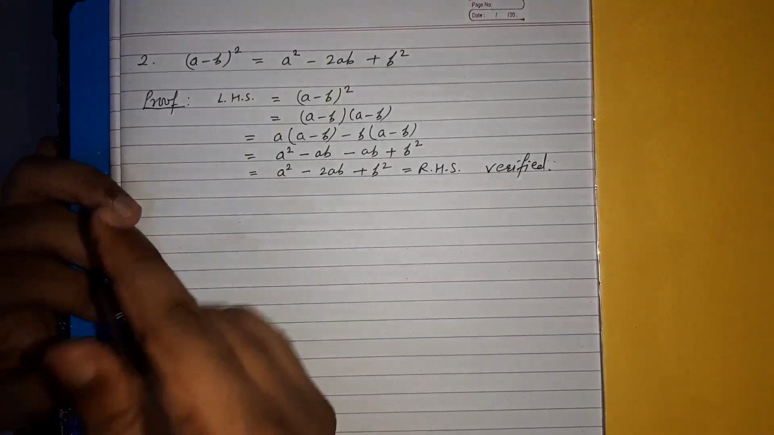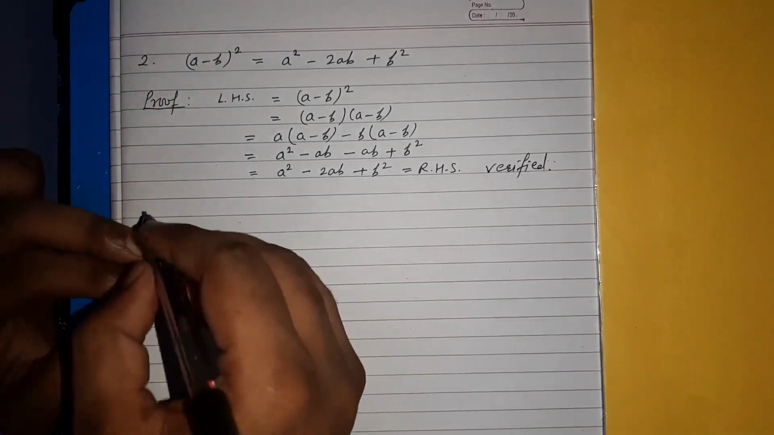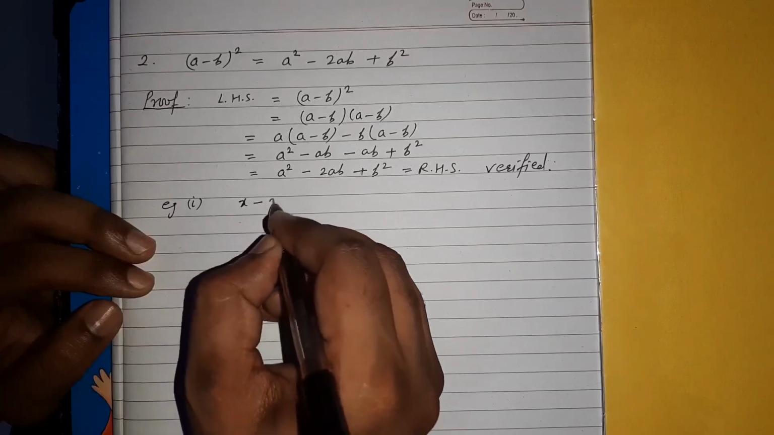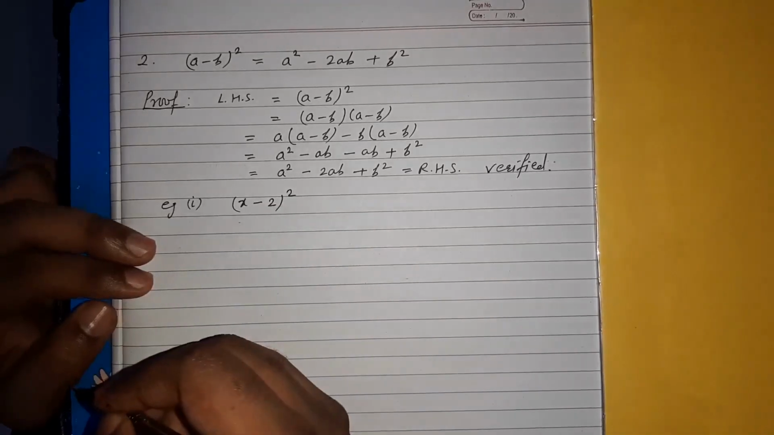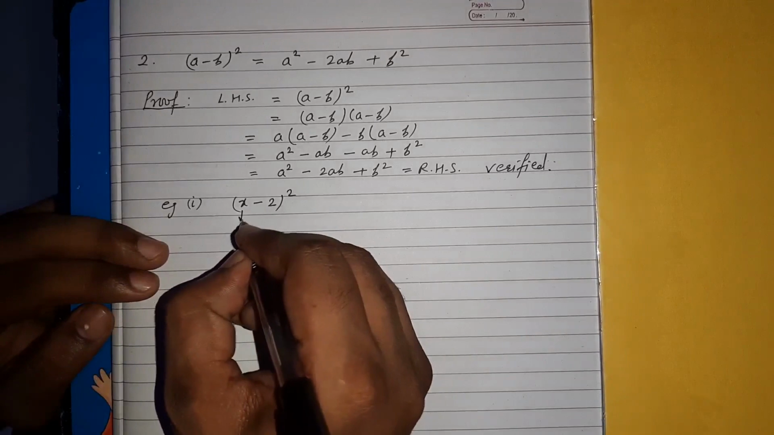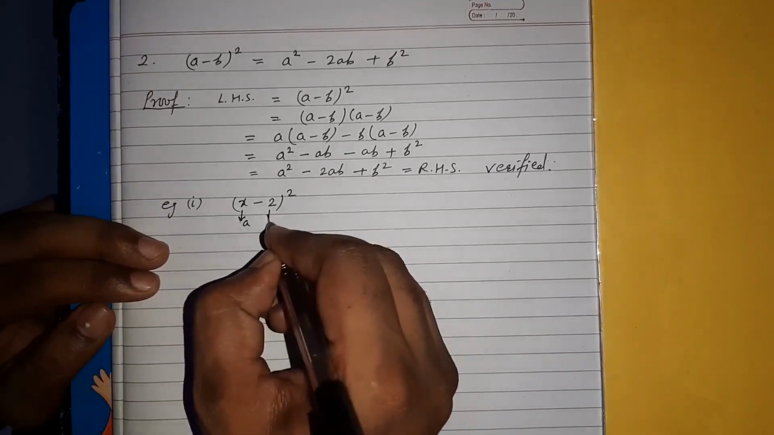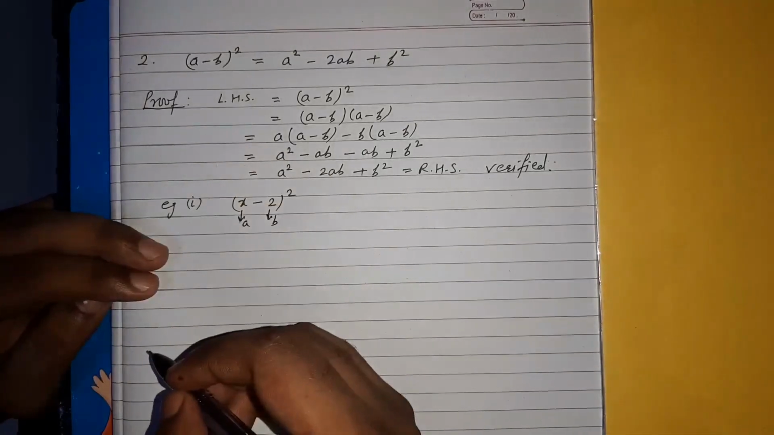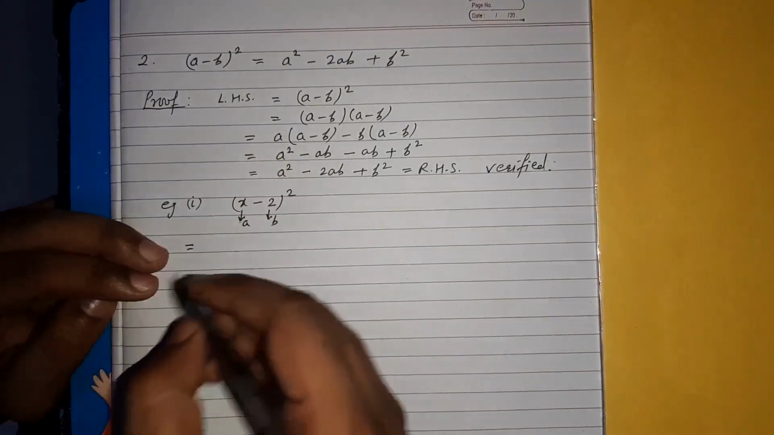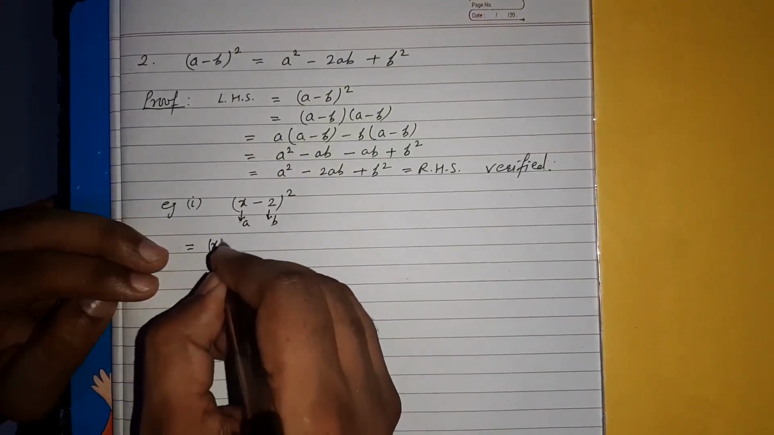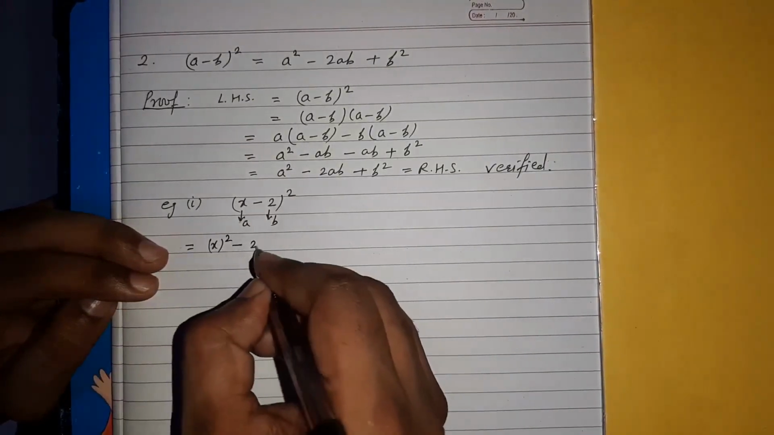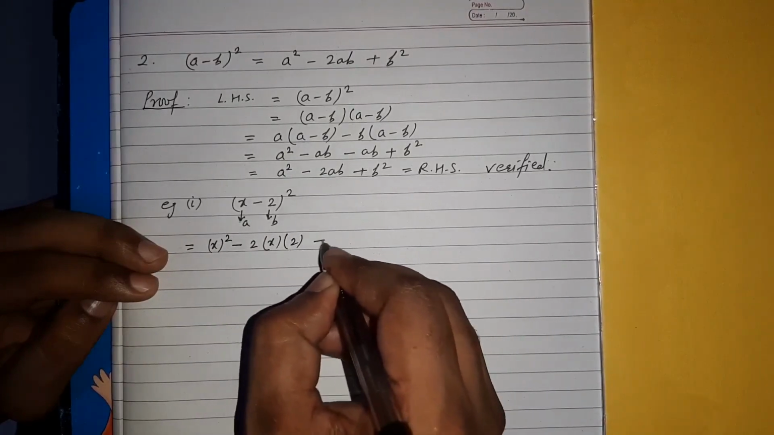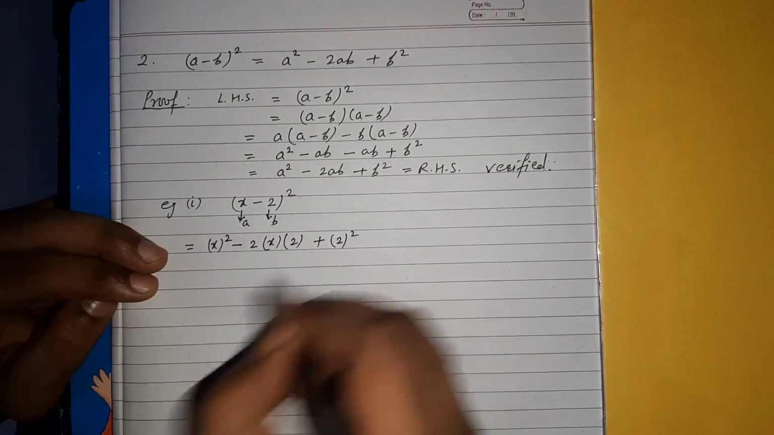We will take some examples to explain this identity. Example number 1 is (x minus 2) whole square. Now here the value of a is x and the value of b is 2. So according to the identity (a minus b) whole square, it will be a square, the value of a is x, so it will be x square, minus 2ab, where the value of a is x and the value of b is 2, plus b square, the value of b is 2, so it will be 2 square.